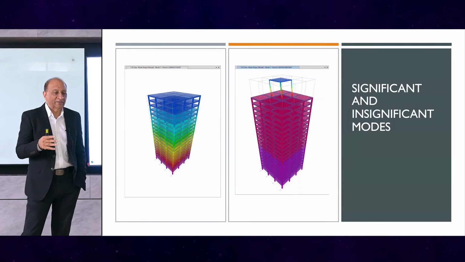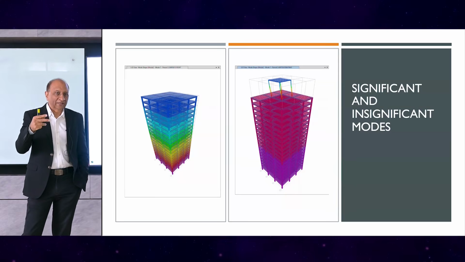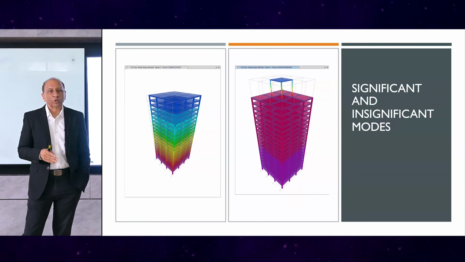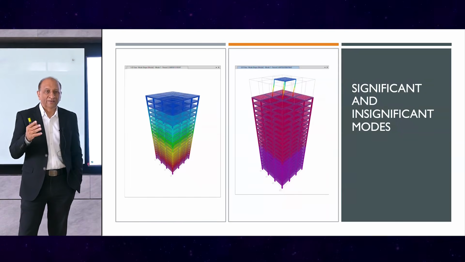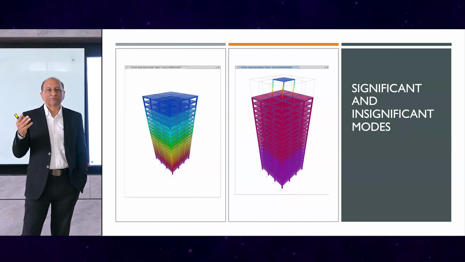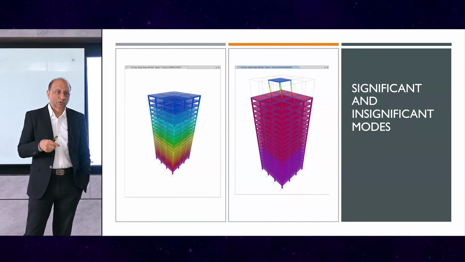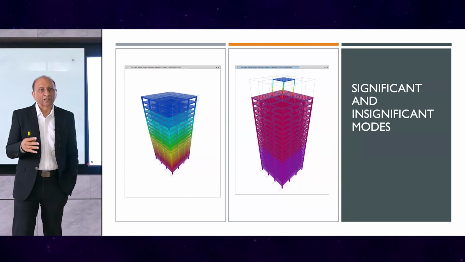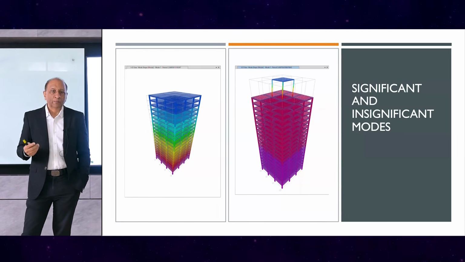So now the mass participation ratios will be different. If you normally look at a building like this, on the left-hand side, the first mode will probably carry about 80% of the mass. In the right-hand building, the first mode will carry maybe 4%, 5% of the mass. So suddenly your understanding of the first, second, third mode will now be different.